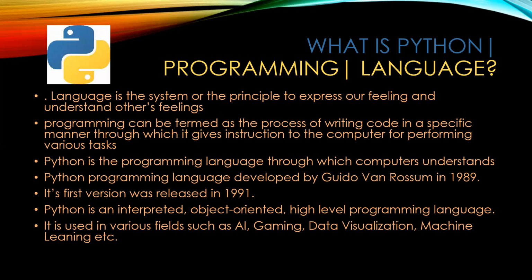So let's see a little bit of history. The Python programming language was developed by Guido van Rossum in 1989, but somewhere you may have read that it was developed in 1991. It was developed in 1989, but the first version was officially released in 1991. Python is an interpreted, object-oriented, high-level programming language. It is used in various fields such as AI, gaming, data visualization, and machine learning, etc. There are many applications and features which we will learn in our next couple of slides.